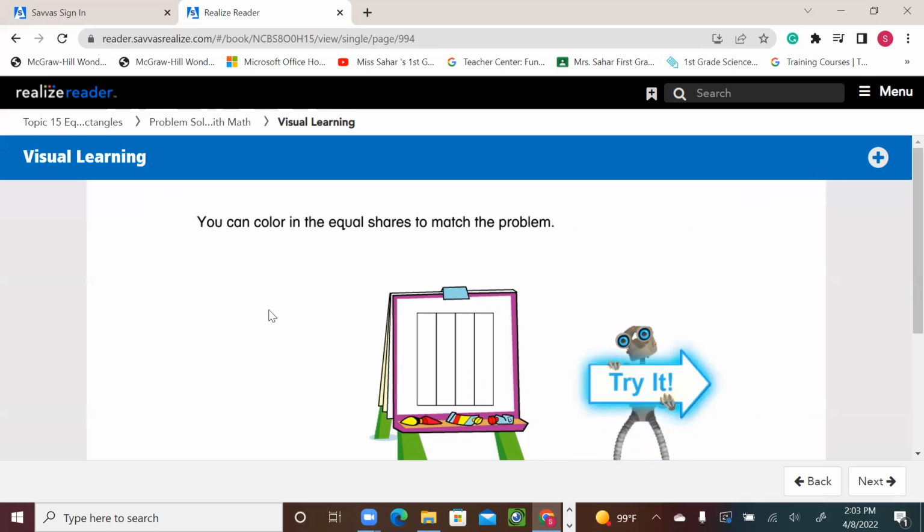All right, so we have the curtain with 4 equal shares. That's the first part. The second part would be to color 2 shares red and 2 equal shares blue.